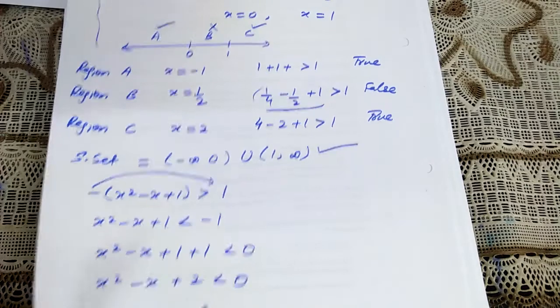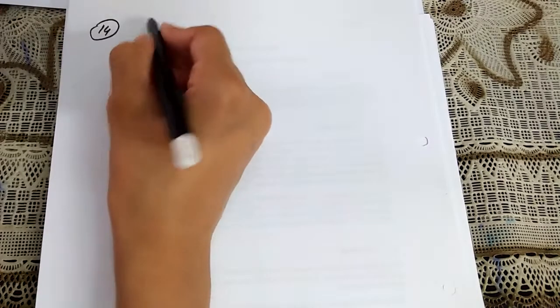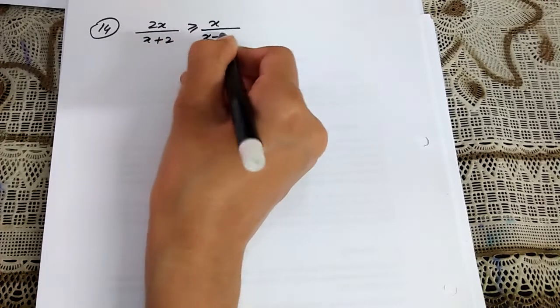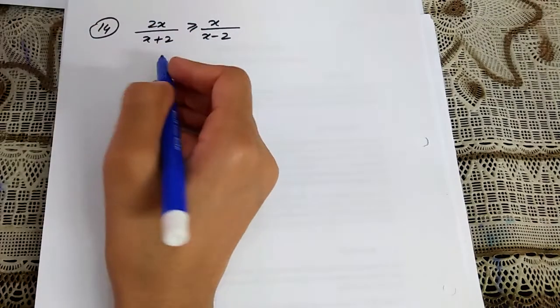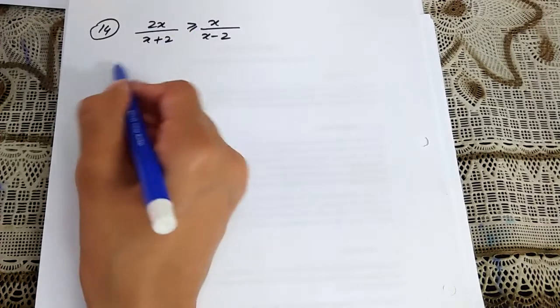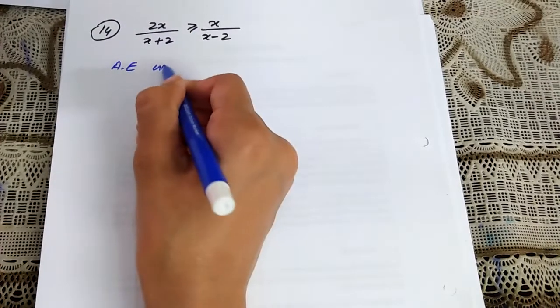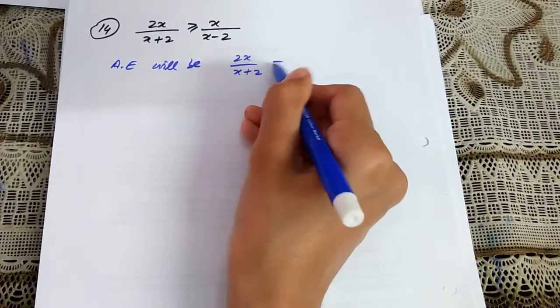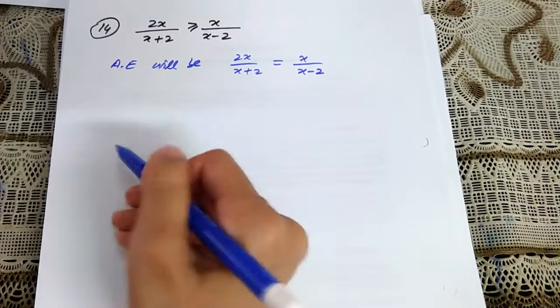Now move on to question number 14 of the same exercise. 2x over x plus 2 is greater than or equal to x over x minus 2. Now we need to find the value of x from this inequality. Just solve it. How? Just take its associated equation: 2x over x plus 2 is equal to x over x minus 2.